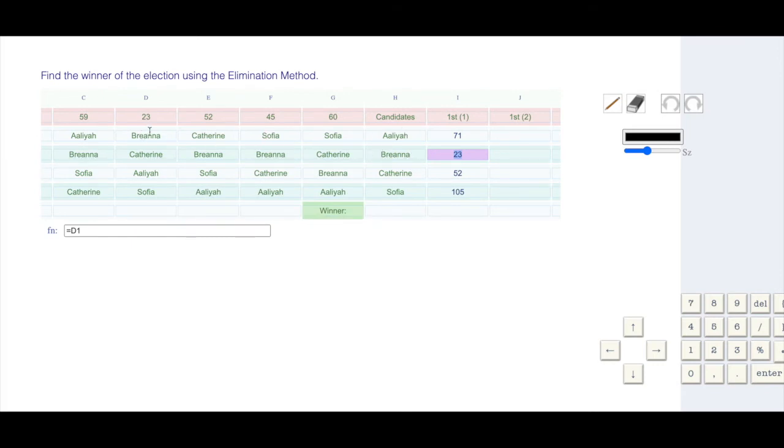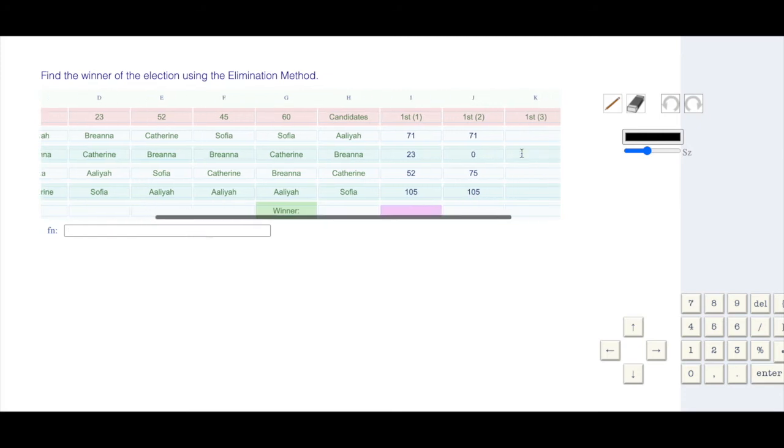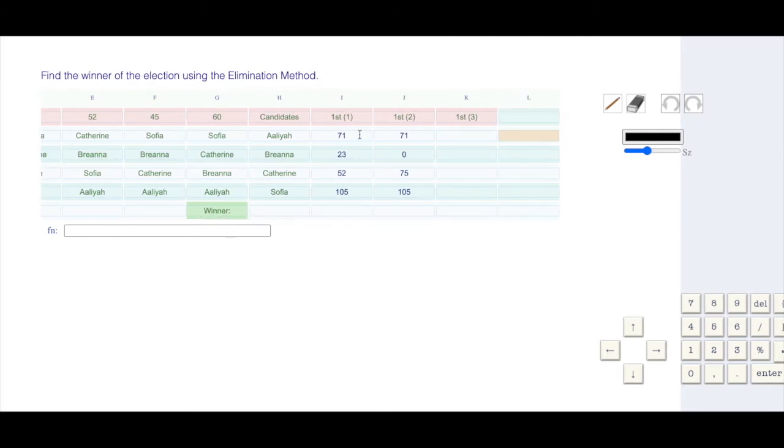Brianna is going to give hers to Catherine. Catherine is going to be Brianna's plus hers. Brianna is going to be 0. Aaliyah is going to continue being 71. And Sophia is going to be 105. The problem is we don't really have 50% yet. Nobody has over 50%. Let's just see what the votes total up to.